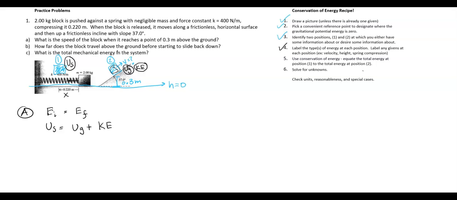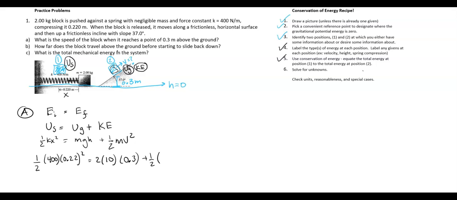Now let's write down our equations and plug everything in. US is going to be 1/2 kx squared. UG is going to be mgh. KE is 1/2 mv squared. Now let's solve for unknowns and put in all of our givens. So 1/2 times k, which is 400, times x, which is 0.22 squared, equals mass, which is 2, times g, which is 10, times h, which is 0.3, plus 1/2 times mass, which is 2, times the velocity we want to find. Cool.